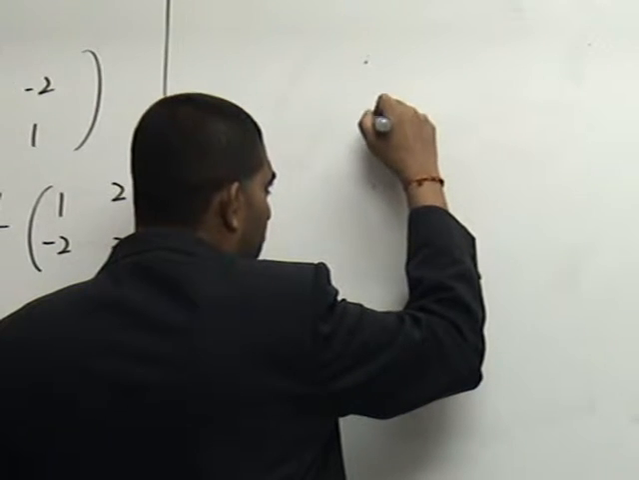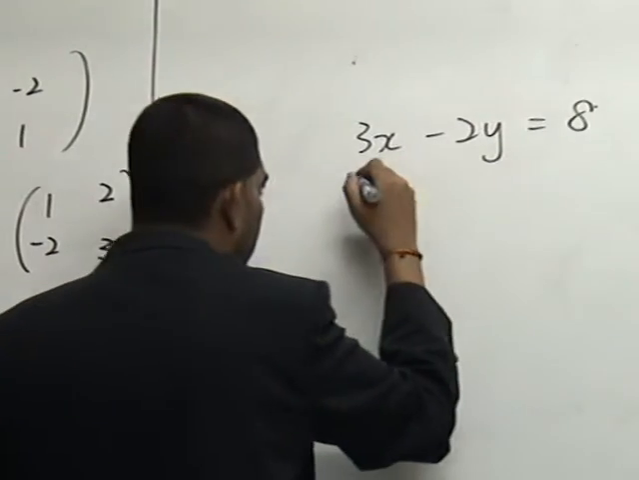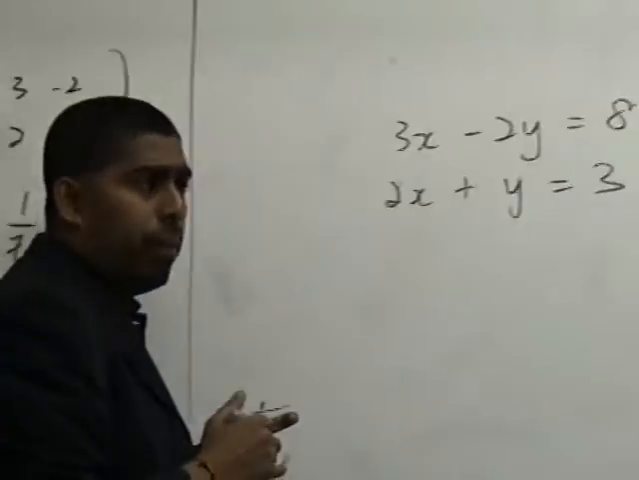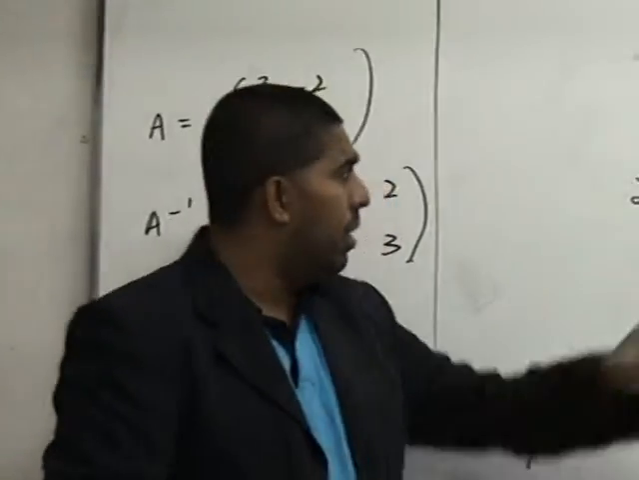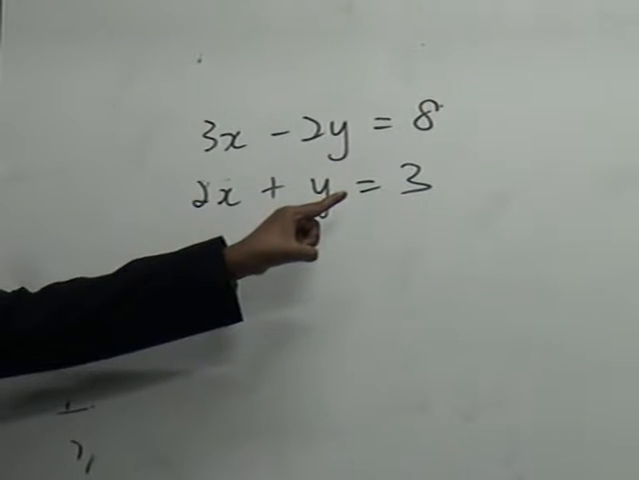Yes. 3x minus 2y equals 8. Equals to? 8, yes. 2x plus y equals 3. Okay, very good. Now, please take a look. Students, two equations are given and they already say simultaneous equation.